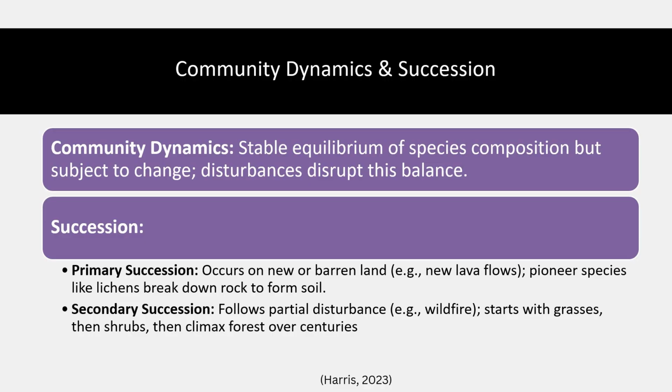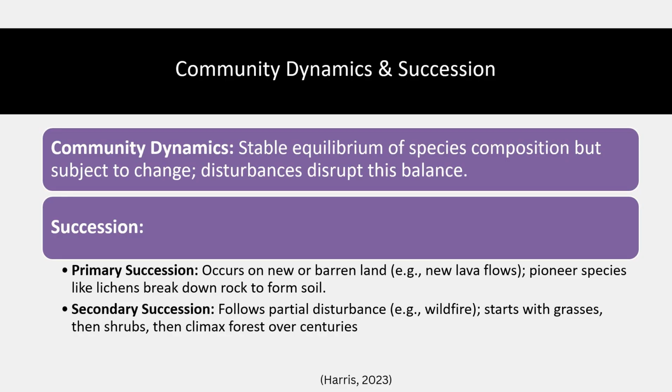The last thing we're going to talk about is community dynamics and succession. Communities aren't static. They may appear stable, but disturbances can change species composition. Succession is the process of change over time after a disturbance.